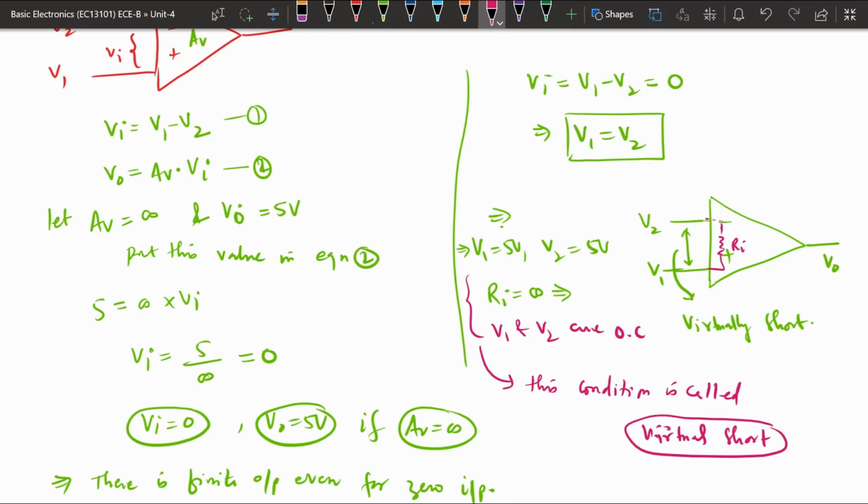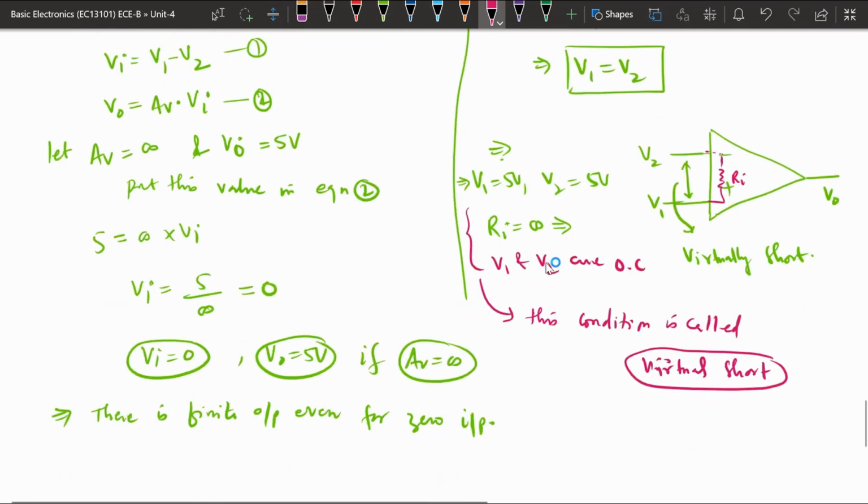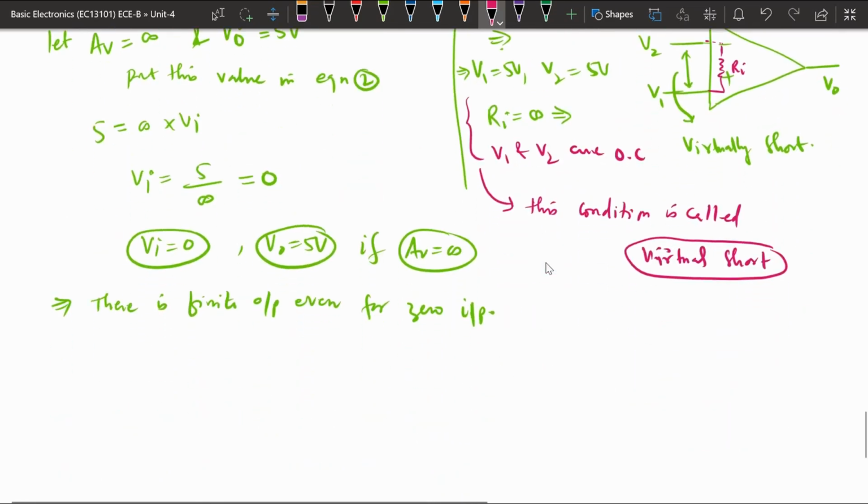Shorted means both have equal voltage. That means if it is 5 volt, both will be 5 volt. If one is 0 volt, the other will also be 0 volt. Or if one is 10 volt, the other will also be 10 volt. So this is called virtual short. Both the input terminals are virtually short if the operational amplifier is an ideal operational amplifier.